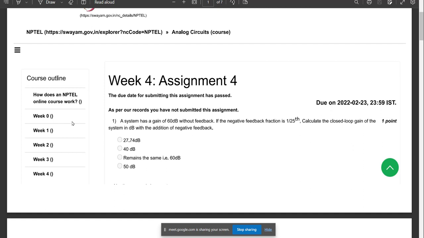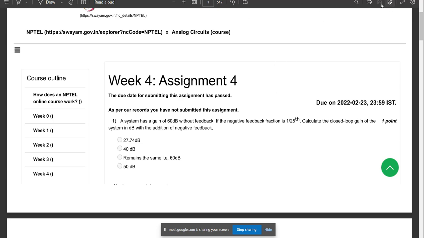So, question 1. A system has a gain of 60 dB without feedback. If the negative feedback fraction is 1 is to 25th, calculate the closed loop gain of the system in dB with the addition of negative feedback. So here in this question it is saying that the system has a gain of 60 dB.